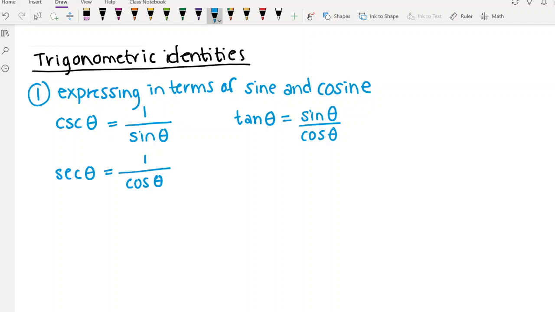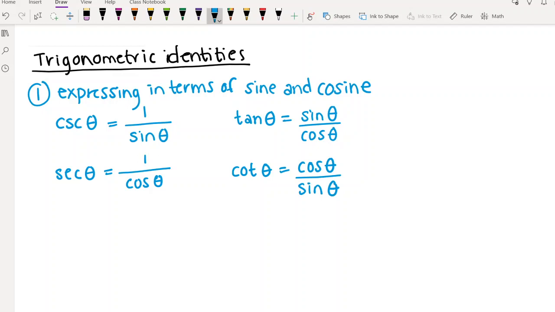If you think about it on the unit circle, tangent is supposed to be the y coordinate over the x coordinate. Sine is the y coordinate, cosine is the x coordinate. And the last one is cotangent of theta, which is supposed to be the reciprocal of tangent, so that's going to be cosine of theta over sine of theta.